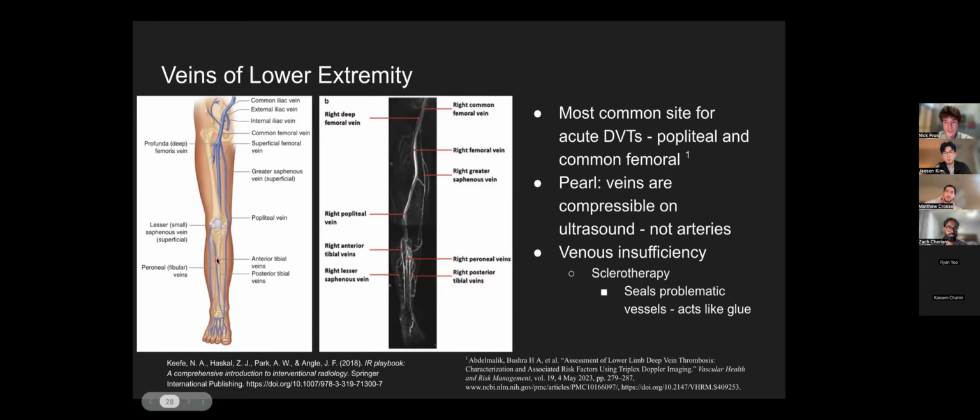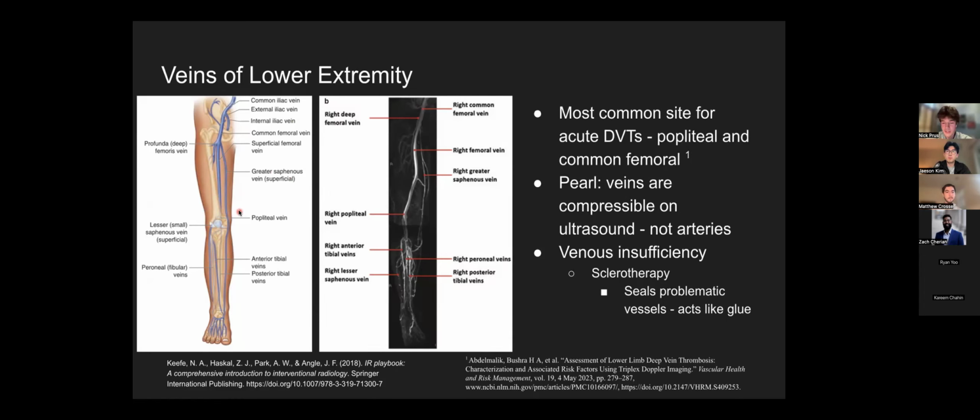work. So the most common site for acute DVTs is popliteal and common femoral, also called the fem-pop, which I really like that name. Something important to know just because we're on the slide: if you're getting femoral access, you need to know that veins are compressible in ultrasound. So if you're getting ultrasound guided access, you can squish the veins when you give pressure, but the arteries don't squeeze.